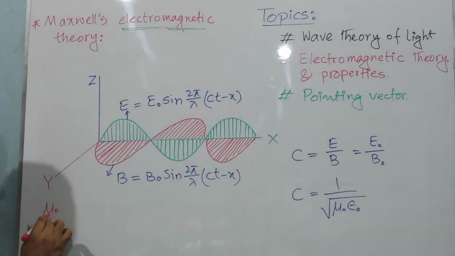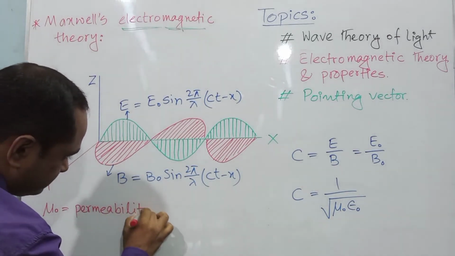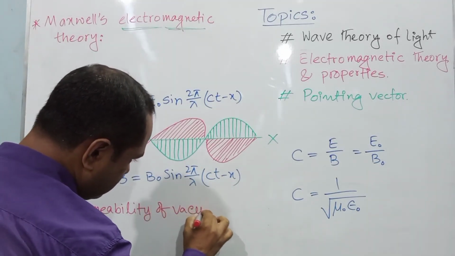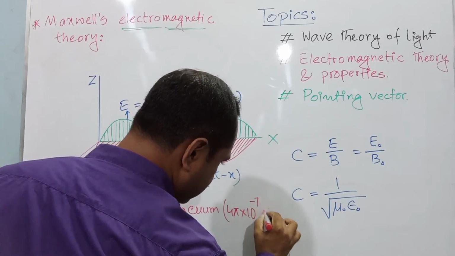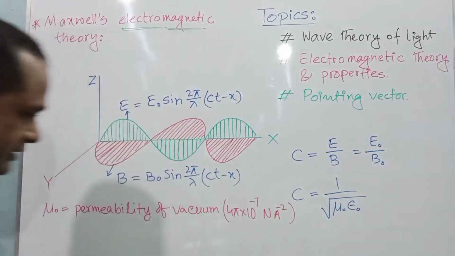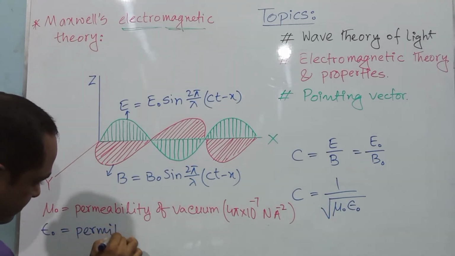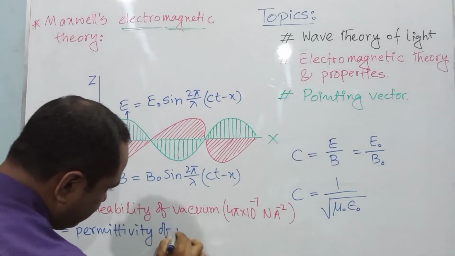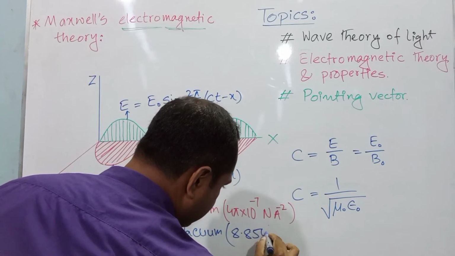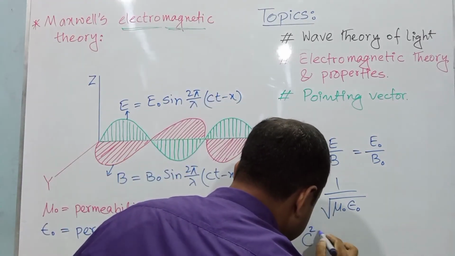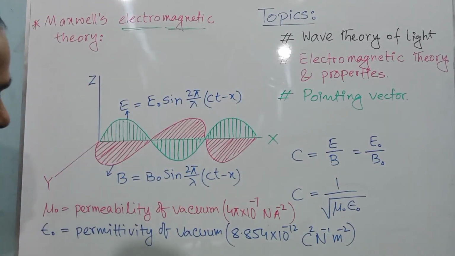Here mu naught is a constant which is known as the permeability of vacuum, and its value is 4 pi into 10 to the power minus 7 Newton per ampere square, and epsilon naught is the permittivity of vacuum, and its value is 8.854 into 10 to the power minus 12 C square Newton inverse meter inverse square. So these are the values of the two constants.